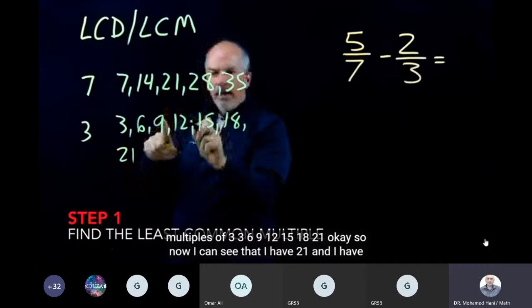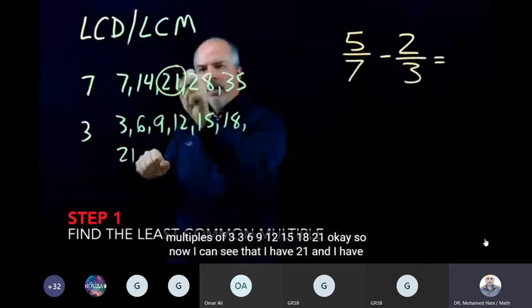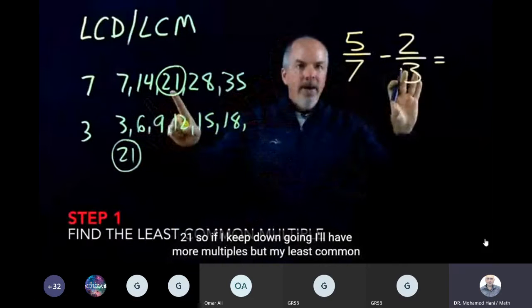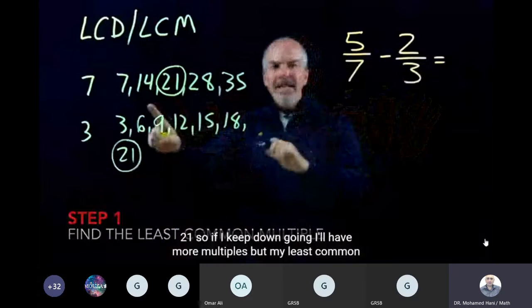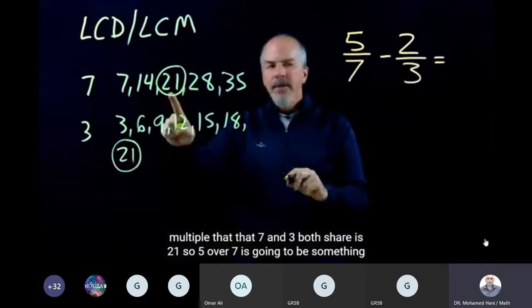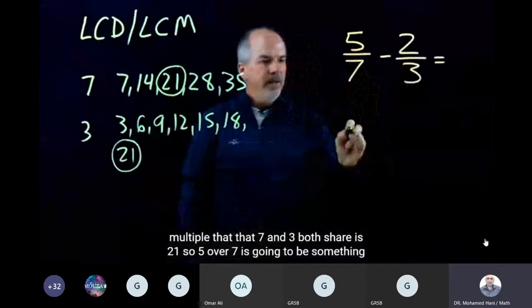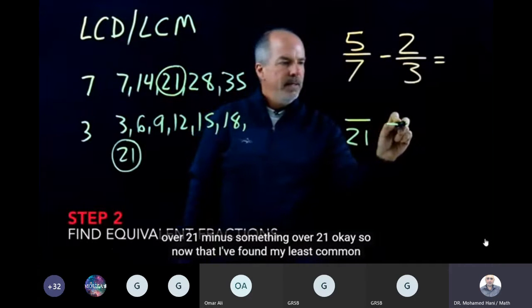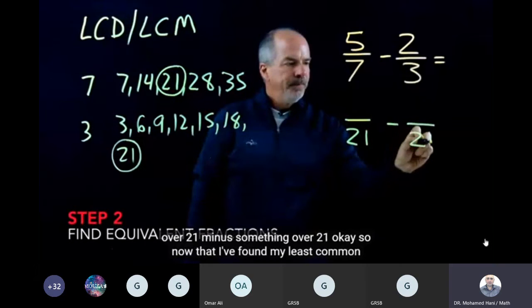Okay, so now I can see that I have 21 and I have 21. If I kept on going, I would have more multiples, but the least common multiple that 7 and 3 both share is 21. So 5 over 7 is going to be something over 21 minus something over 21.